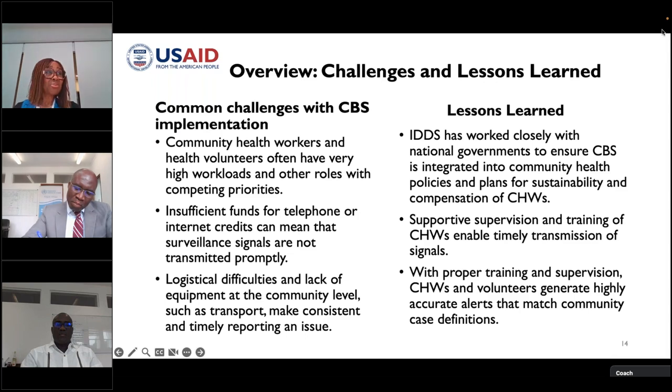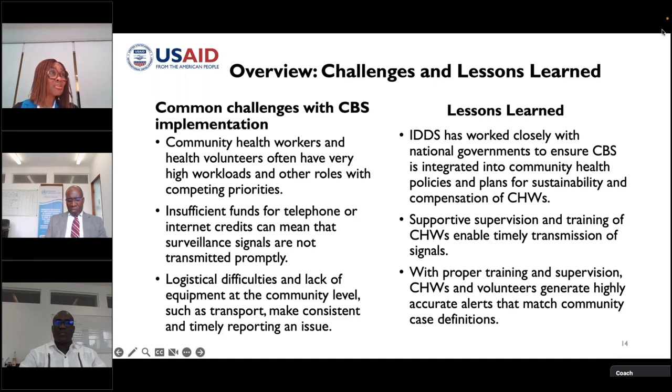Over our implementation period, which spans across four years, some of the lessons that we have learned include the fact that a common challenge across the countries where we're working is that community health workers and health volunteers are often not compensated, and so they have other priorities and high workloads because they have to make a living for themselves. They've also continued to complain about a lack of, or insufficient, funds for them to be able to report up using the telephones and send up signals as promptly as necessary.